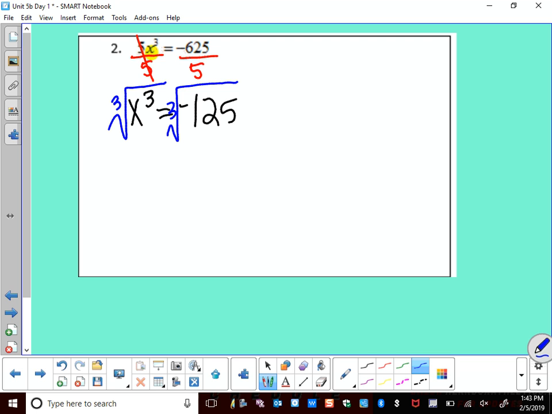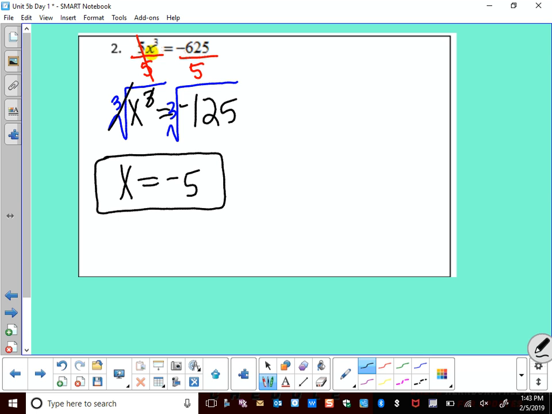Okay, on my left side, my power and my root cancel out. That's what I wanted to do, right? Because I want my x by itself. In your calculator, type in, what is the cube root of negative 125? Negative 5. You should get negative 5. Notice how we don't have a plus or minus sign because I have an odd root. My root is 3, so therefore I do not need it. I don't need an i, I don't need a plus or minus.